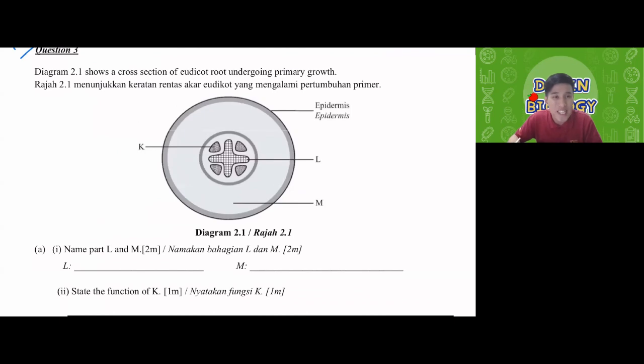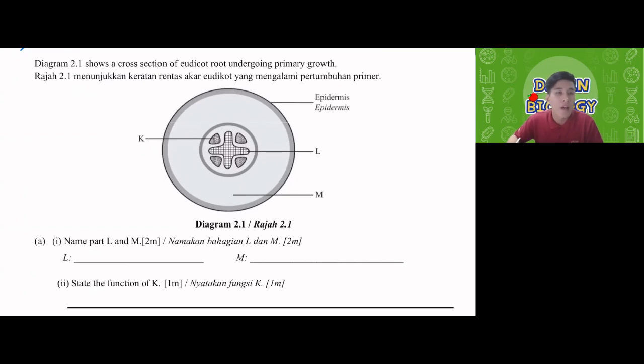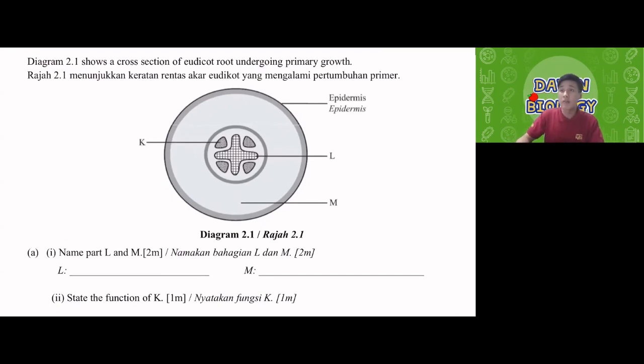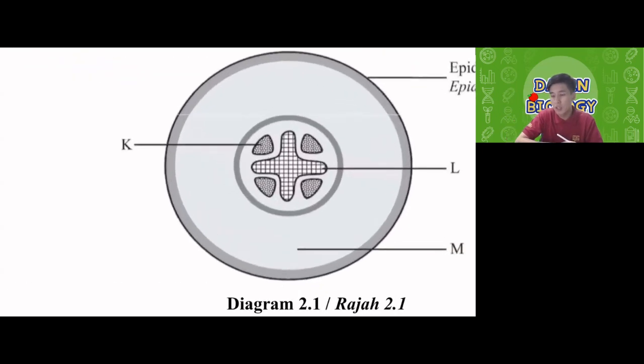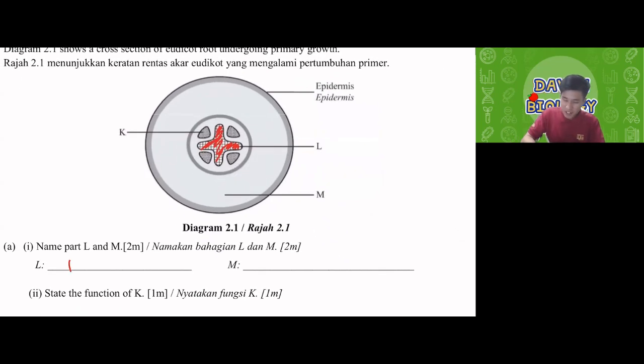Diagram 2.1 shows a cross-section of a eudicot root undergoing primary growth. Name parts L and M. Can you tell me what L is first, guys? L is what? Is it primary or secondary? See carefully. It's primary, guys. Quite a few of you said secondary.